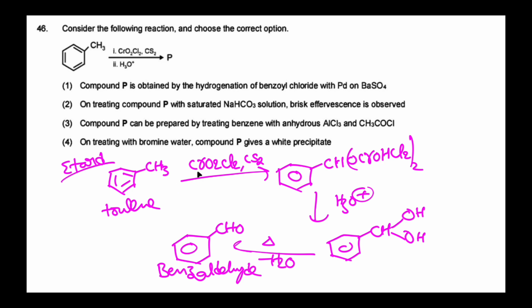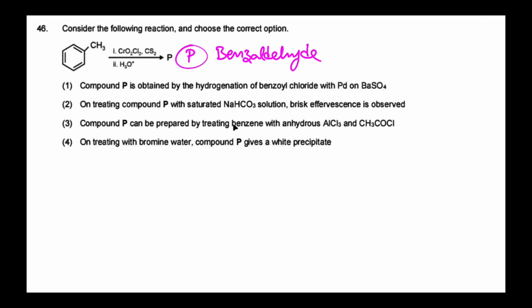In this reaction, we require 2 moles of chromyl chloride. Two hydrogens are replaced, so each one reacts with water molecules, CH(OH)2 will come, and finally by dehydration it will give benzaldehyde as the product. Now the options. The first option: compound P is obtained by hydrogenation of benzoyl chloride with palladium on BaSO4. Let us check that. Here compound P is benzaldehyde.